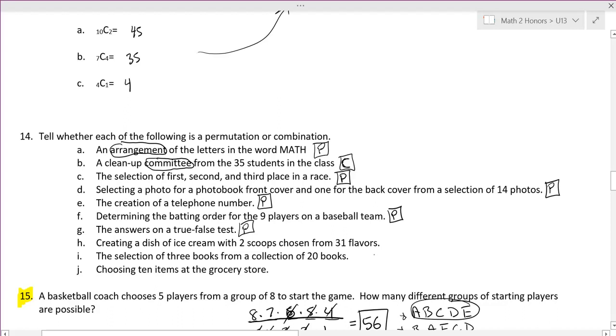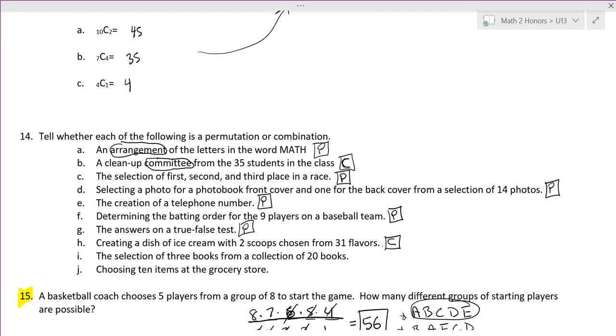Creating a dish of ice cream with 2 scoops chosen from 31 flavors. Here, I think order is not going to matter. I mean, maybe someone's really picky and they want a certain flavor ice cream to be below the other one, but in general, people are not going to be picky. This is going to be a combination, because it doesn't matter which scoop, like if you had chocolate and vanilla, it doesn't matter which one you got first.